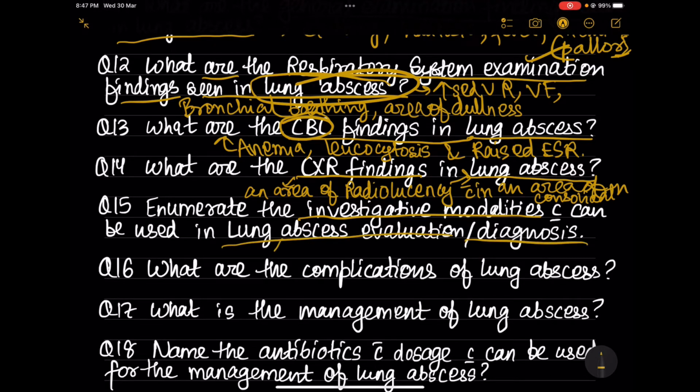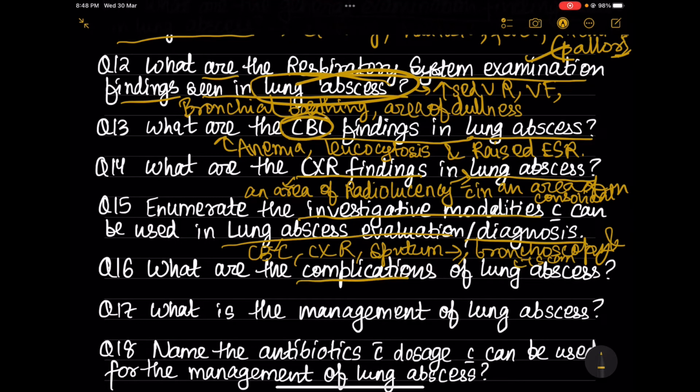First is CBC, as I have already mentioned. Then we have chest X-ray. Then we can do sputum studies. Sputum studies include gram staining, then Ziehl-Neelsen staining, and then we can also do the culture and sensitivity so as to decide the antibiotics which have to be given to this patient. Then apart from this, we can also do bronchoscopy, and finally we can also do CT scan of the thorax.